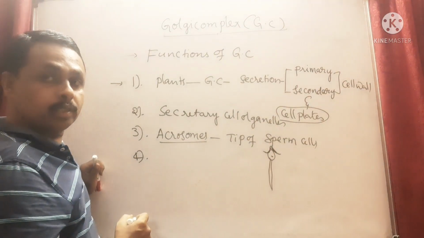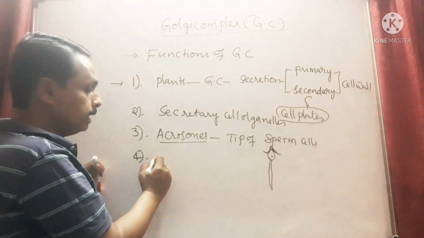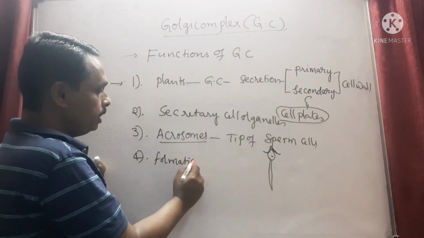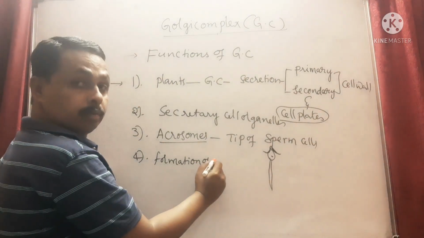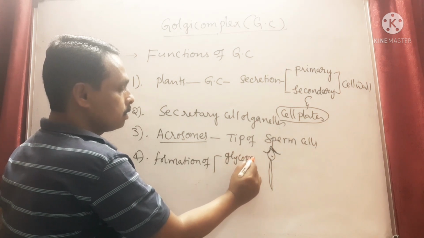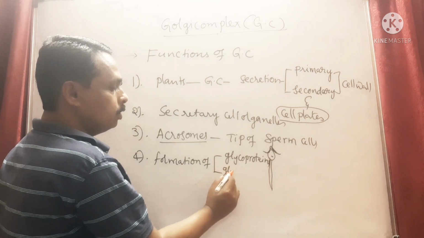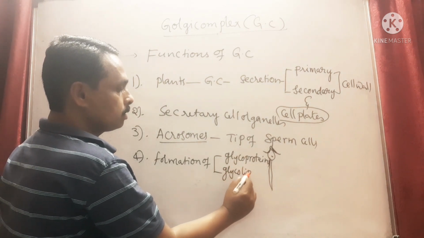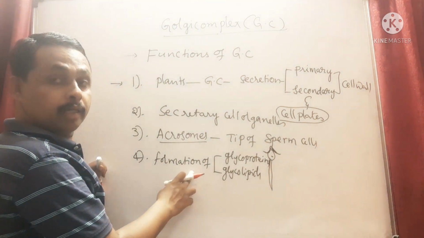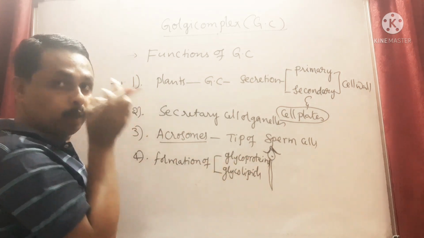And the fourth function is that they are involved in the formation of glycoproteins and glycolipids. This is the fourth function. The Golgi complex is involved in the formation of glycoproteins and glycolipids.